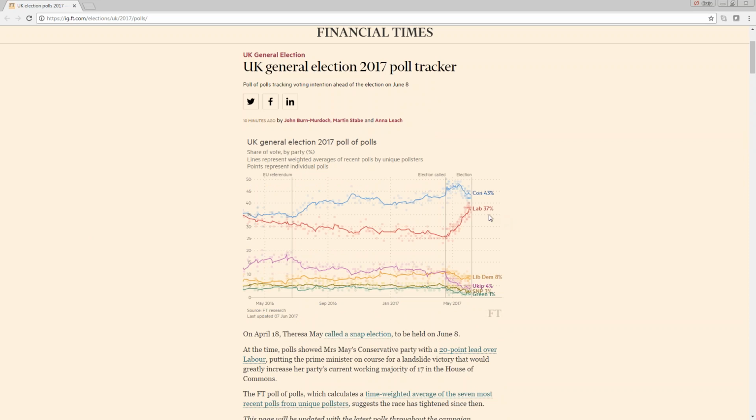And what do the polls tell us? Well, the polls tell us quite simply that the gap between the Conservatives and Labour has shortened considerably. You'll see that when May called the election, the Conservatives were viewed in many polls to be 20 points or more in the lead. This was giving them a considerable majority of way more than 100 seats.